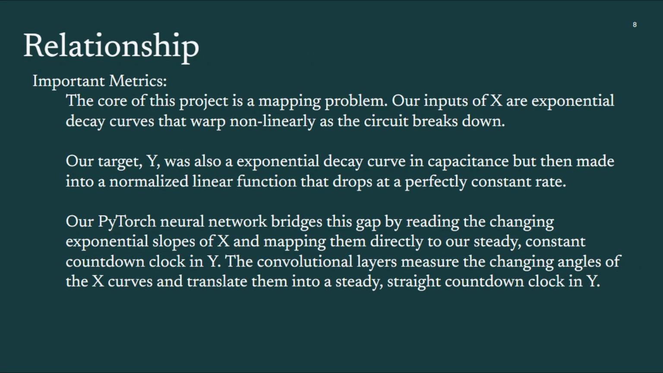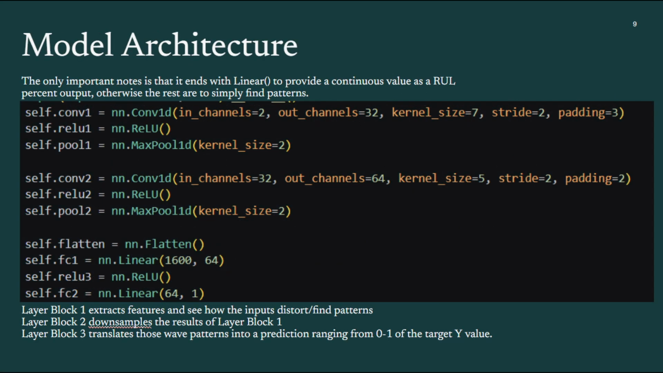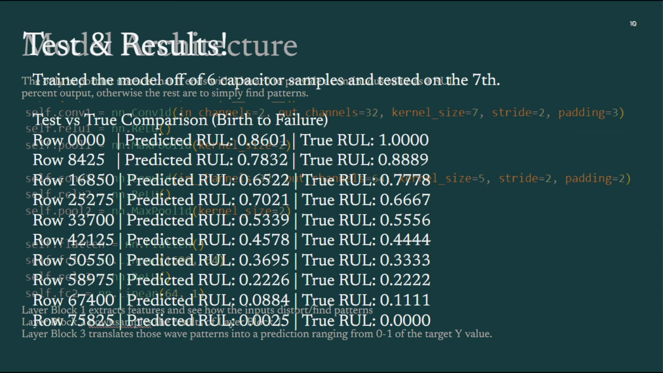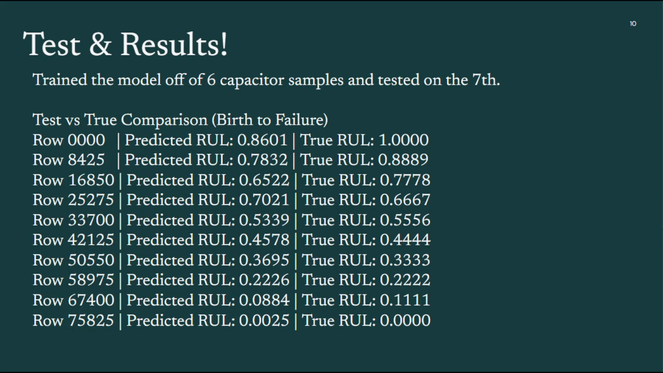The model tries to learn how changes in the shape and slope of the voltage curve relate to the age of the capacitor. The model uses one-dimensional convolutional layers, and these layers scan through the voltage signal and look for patterns. The model then reduces the data, keeps the most important features, and produces one final remaining life prediction. I trained the model on 6 capacitors and tested it on a 7th capacitor that I had never seen before.